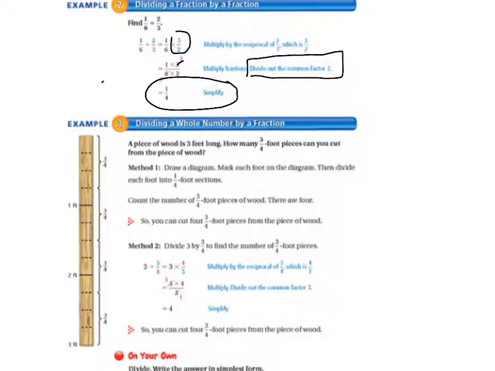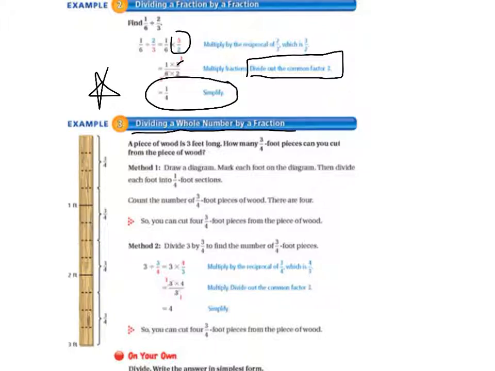So that makes example 2 super easy. And then we're going to divide a whole number by a fraction. And remember what I said on the last page. Every whole number is itself over 1. That is something that you learned years ago, but sometimes we forget.